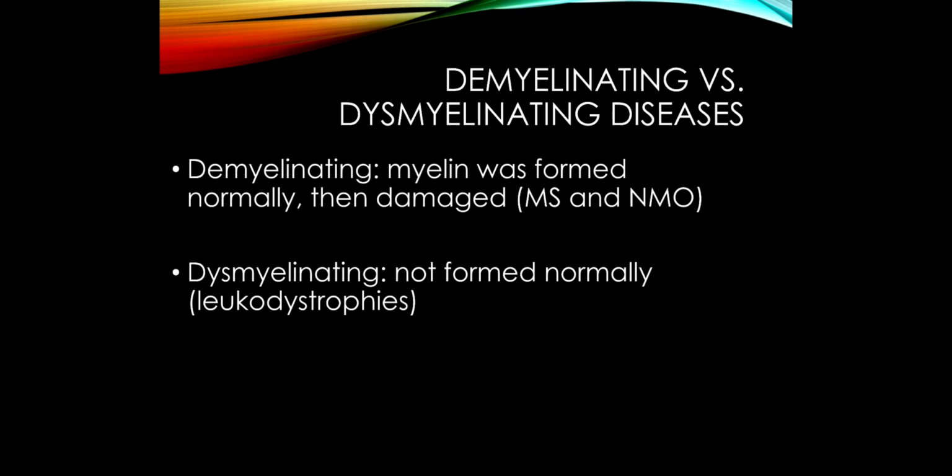And when we use that term, we mean that the myelin was initially formed normally and then something happened and there's some damage. In contrast with dysmyelinating diseases, where the myelin was never formed properly. And so Dr. Deich will go over the leukodystrophies with you. The topic of multiple sclerosis is such a big one, and with all of the new medications that are out, we're just going to stick with demyelinating diseases in this lecture.